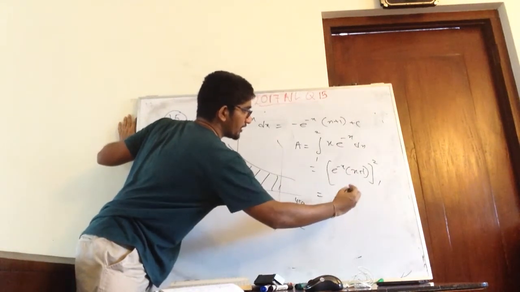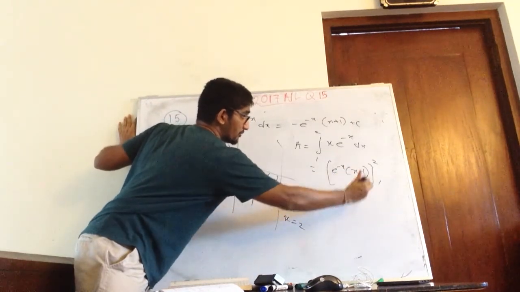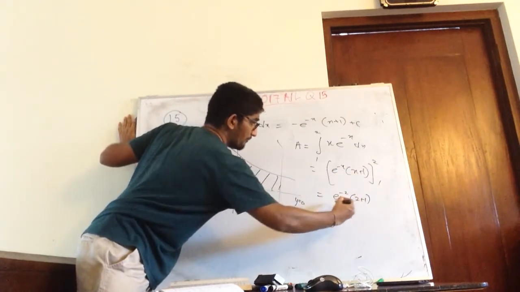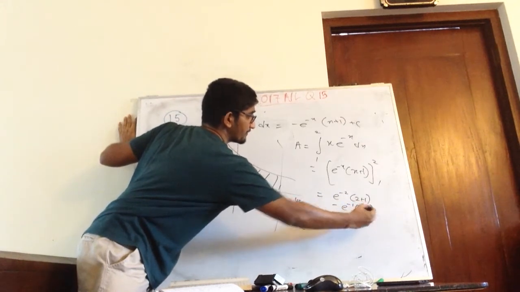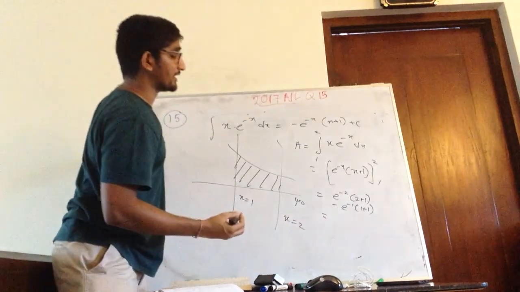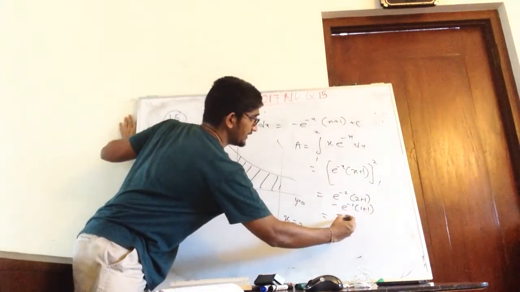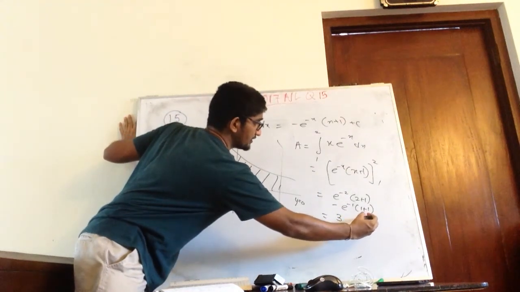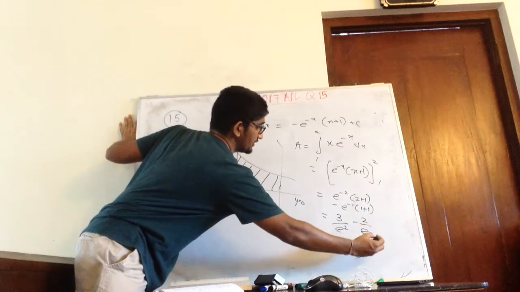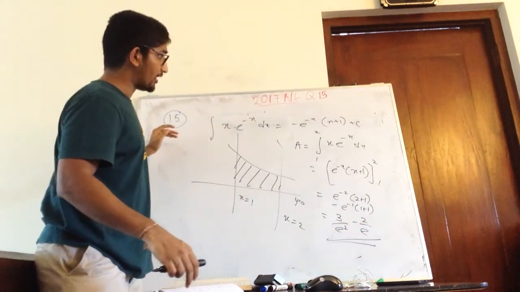So here I will get what? e^(-2) plus 1, minus e^(-1) plus 1. So here I will get what? 3 e^(-2) minus 2 e^(-1). So this will be the answer, is it?